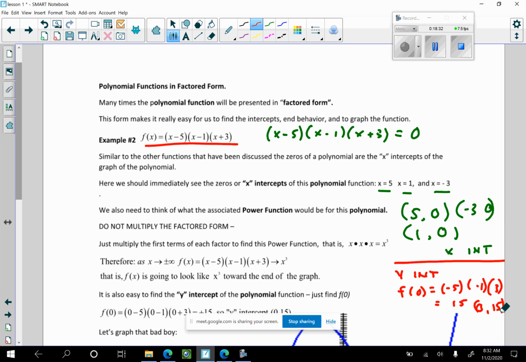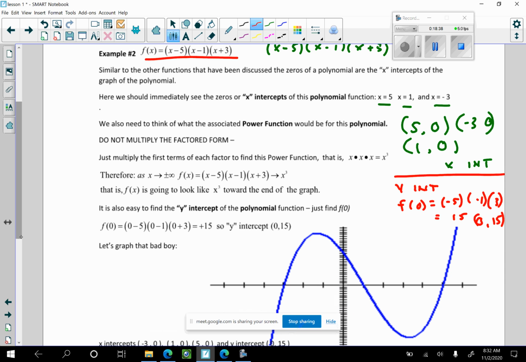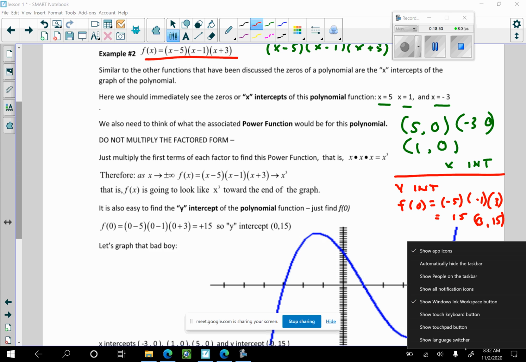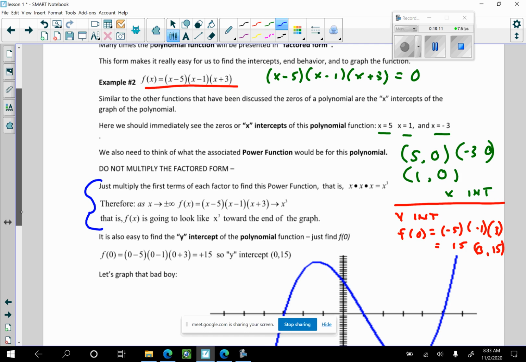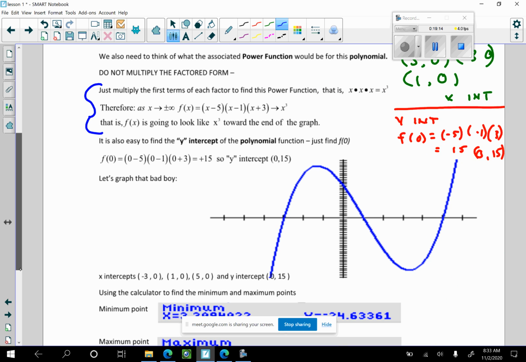We will talk more about power functions down the road, but if I want to graph this guy, and here's the essence of it, if I were going to multiply this out, what we're going to do right now is not bypass this part right here. What's going on here? Why can't I do this? Here's my function right here.